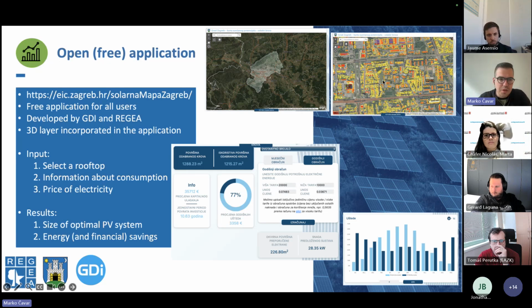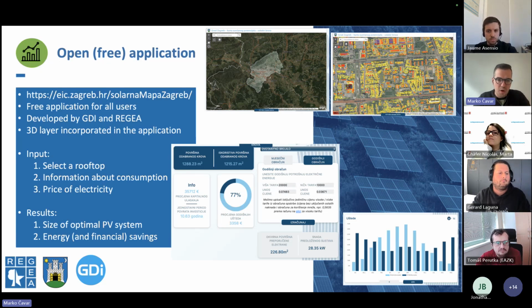you can see it on this picture, with the aim that you can select a rooftop that you want, any rooftop, insert informations about consumptions and price of the electricity, and as a result you get the size of the optimal PV system, which is boosted by our calculations in the background based on this PV Max project and lessons learned that we have. So those are not 100% correct, but those are fairly good estimations because of the net metering that is operating in our households and everything else. So it's not very complex calculations.